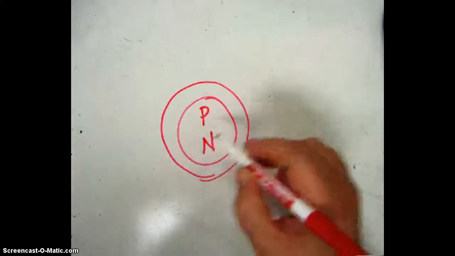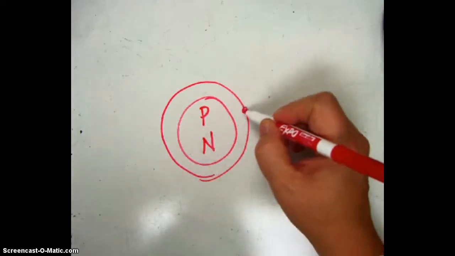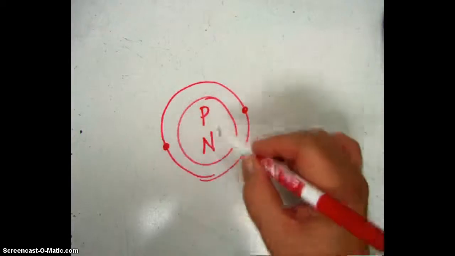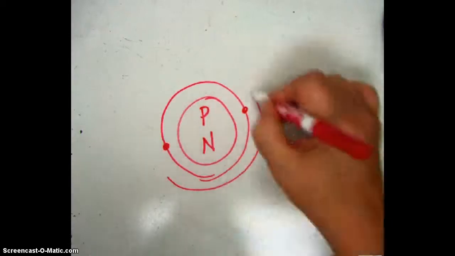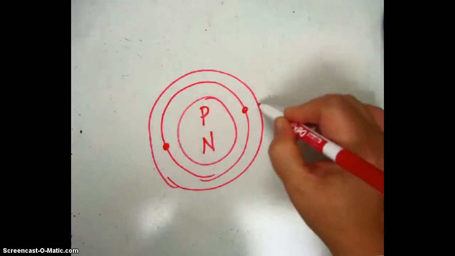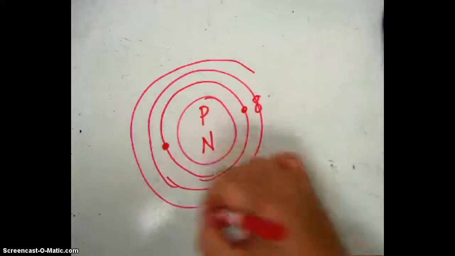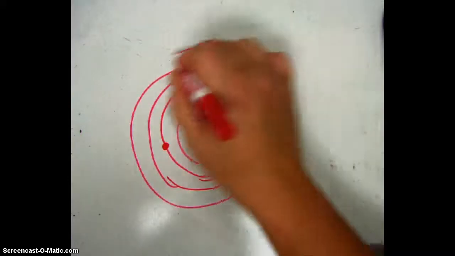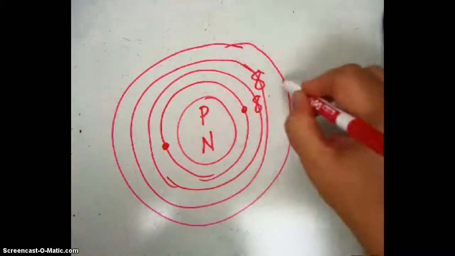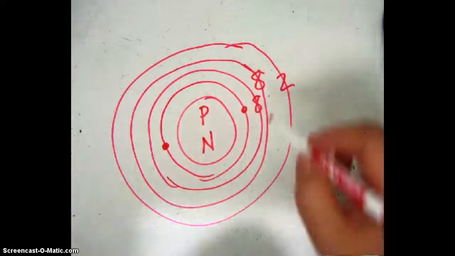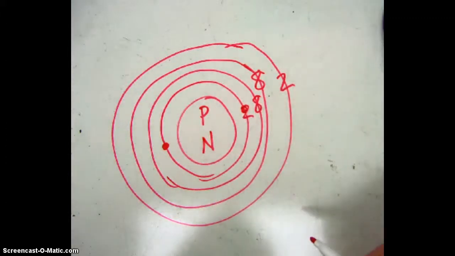What we also need to remember is that the shells have a capacity. For our purposes, the first shell is 2, the second shell is 8, the third shell is 8, and the last shell that we're going to have to talk about is 2. So you need to remember 2, 8, 8, 2.